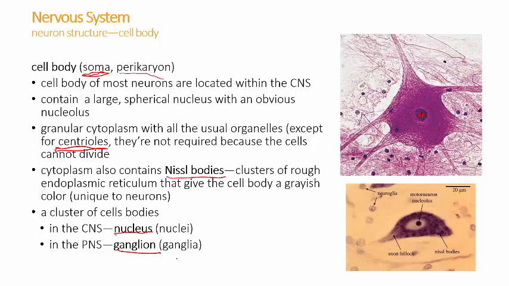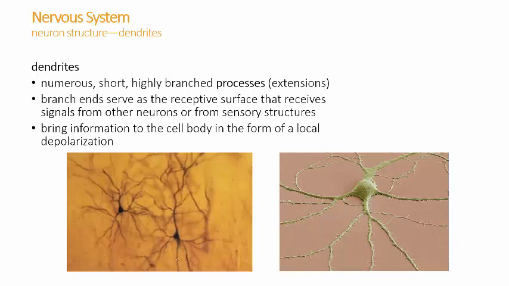Okay, so there's the cell body. What we're going to look at next then is some of the processes that extend from the cell body. The first we're going to look at are the dendrites. Dendrites are the processes that bring information to the cell body. Here we can see the cell body, and here are a bunch of dendrites extending from it. Here again, cell body, and you can see the branching dendrites. So they are relatively short but very branched processes, and they serve as the receptive surface. They receive signals from other neurons or from sensory structures out there in the peripheral nervous system.